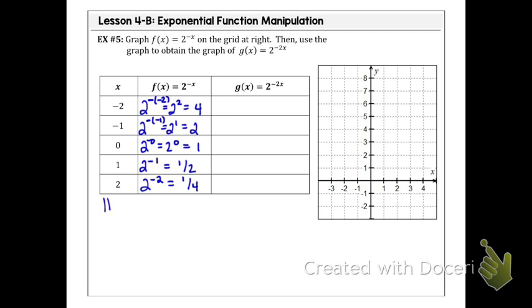And 2 to the negative 2 is 1/4. And we also have our horizontal asymptote, which didn't shift up or down with that transformation, so therefore it's still going to be at y equals 0. And so we can graph that. So x is negative 2, y is 4. And 1/4.